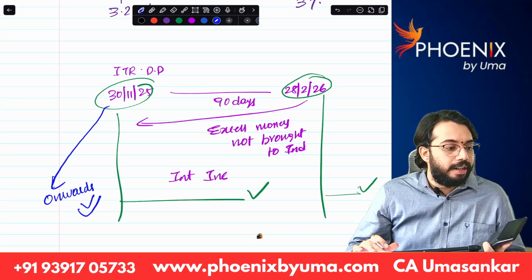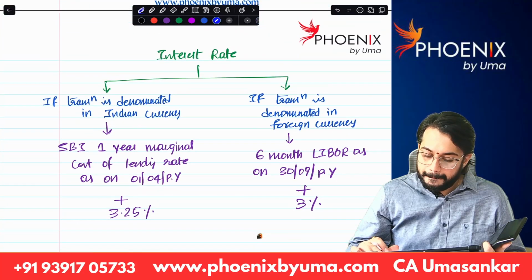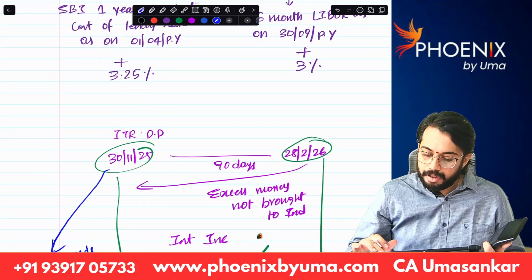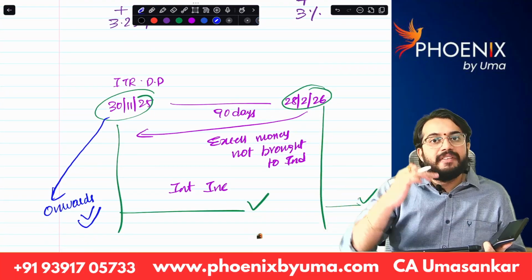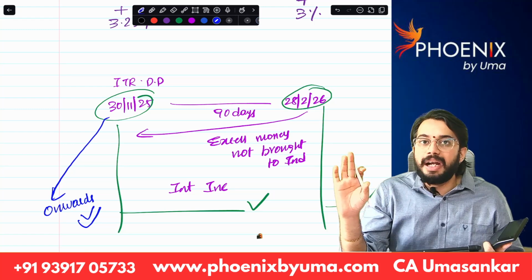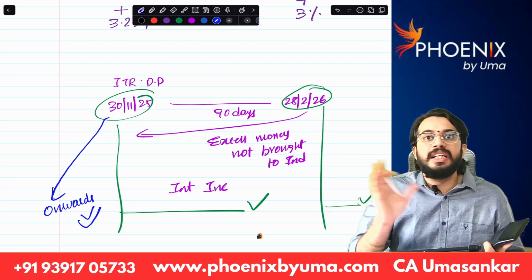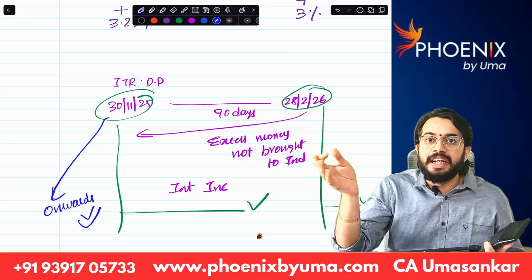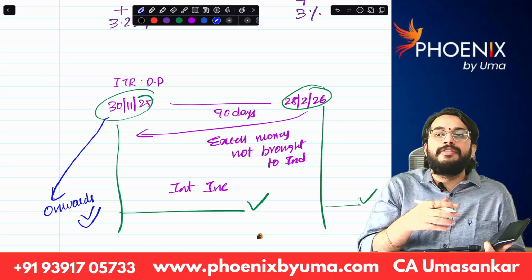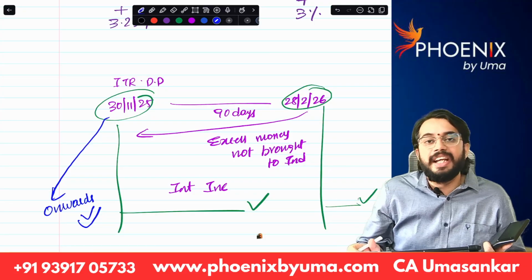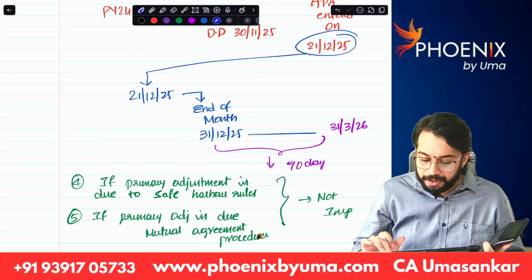So that's the point. You have to bring money within 90 days. If you do not bring money within 90 days, interest income will not be calculated only after 90 days. Interest income will be calculated from the first day after the ITR due date. Are you able to understand?